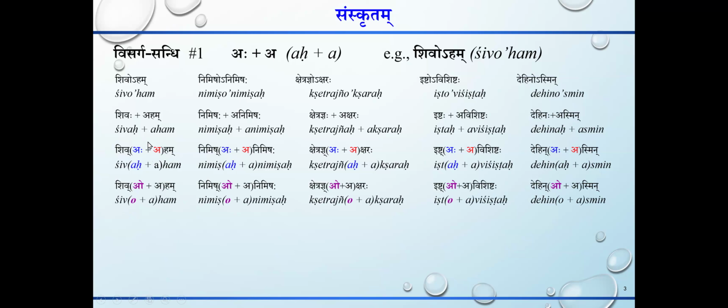Okay, shiv, aha plus aham become shiv o plus aham. So that is what happened here. Shiv plus aha will become shiv plus o. The paravarna akara is necessary to cause the change, but it remains as it is even after the sandhi is done. Okay, so shivo.